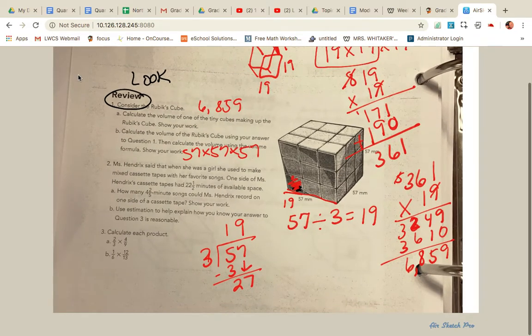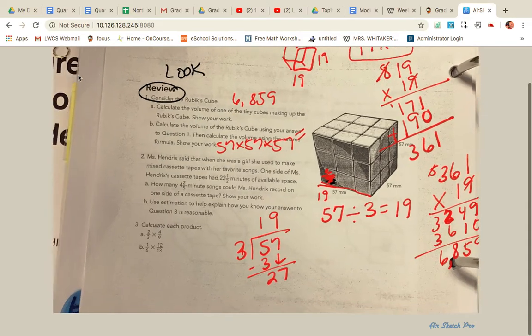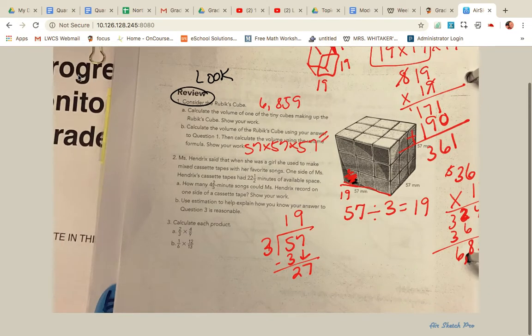Number 2 says Mrs. Hendricks said that when she was a girl, she used to make mixed cassette tapes with her favorite songs. One side of the cassette was 22 and a half minutes of available space. How many 4 and 2/5 minute songs could Mrs. Hendricks record on one side of the cassette tape? I'm not going to work that one out for you. To me, it looks like you're dividing that one side into 4 and 2/5 minutes. So you're going to be doing 22 and 1/2 divided by 4 and 2/5.